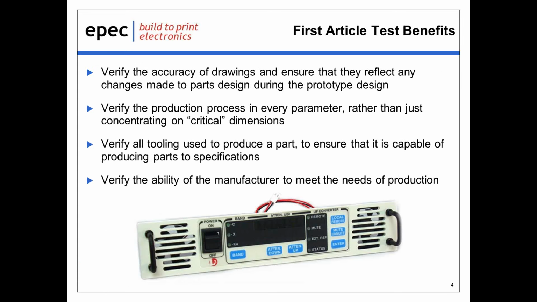Some of the benefits that FAT testing provides: they verify the accuracy of the drawings, and ensure that they reflect any changes made to the parts during the design and prototype phases of the project. They verify the production processes that we put in place to identify these parameters, rather than just the critical dimensions of the product itself. They also help us verify the tooling that we use to produce these parts, so that we can make sure these products are per the drawings and are going to leave this facility as requested by our customers. And they also verify the ability of the manufacturer to meet the needs of production.